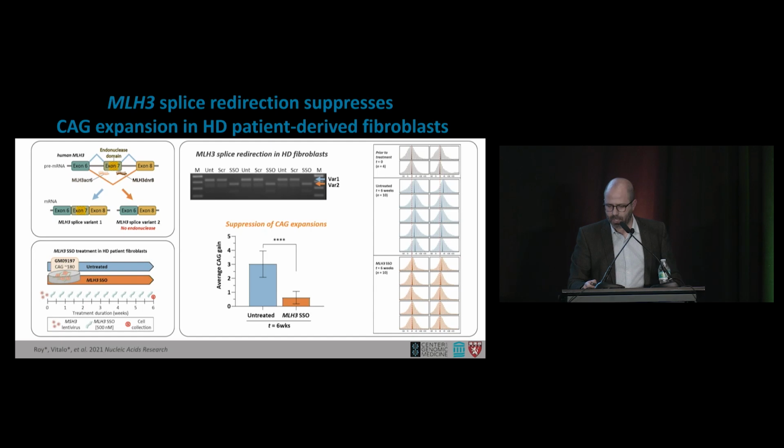We started by treating HD patient fibroblasts with this ASO. And we could see that we could convert the splicing of MLH3 to the endonuclease lacking variant, and we strongly suppressed CAG expansions in this line of HD fibroblasts.